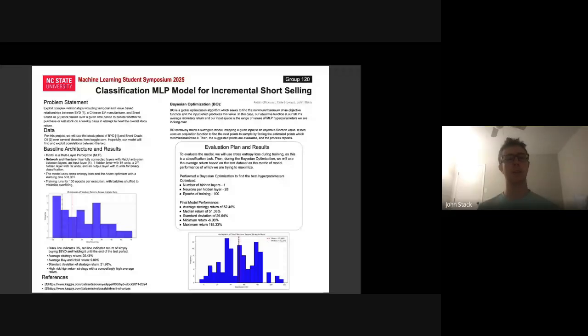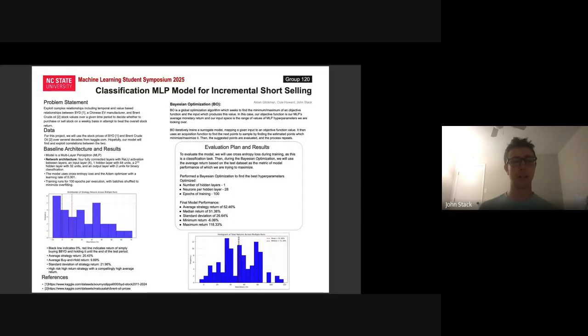Cool. Okay, so I just discussed the baseline architecture and initial baseline results. The model, as discussed, is an MLP. The network architecture we have is 4 fully connected layers with ReLU activation between layers. We have an input layer consisting of 4 nodes, which makes sense given the 4-week look-back window. We have 1 hidden layer with 64 units, a second hidden layer with 32 units, and an output layer of 2 units corresponding to binary classification.